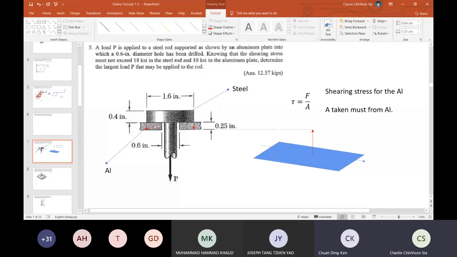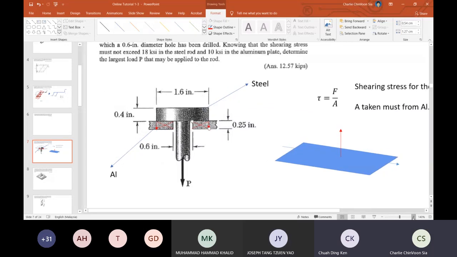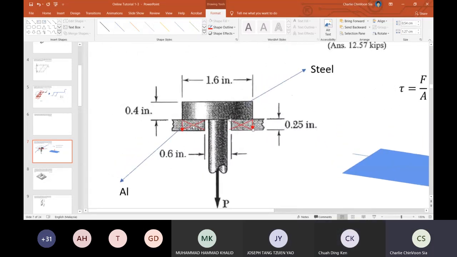Okay, so this section, these two sections. Let me enlarge the screen a bit. So basically, these two sections will be gone, right? Yes, because the steel punches through the aluminum plate. So the hole is getting larger, right?